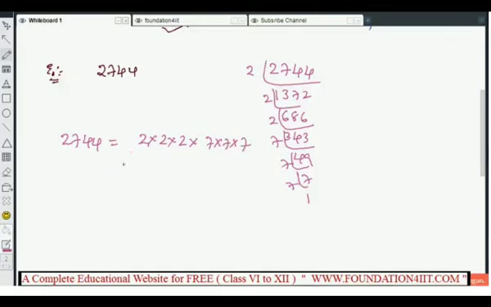So we can write this as 2 power 3 into 7 power 3. That is 2 into 7 whole power 3. 2 sevens are 14, so 14 power 3. So 2744 is 14 power 3, and 14 is the cube root of 2744. So we can test whether a number is a perfect cube or not, and we need to use only the prime factorization method.